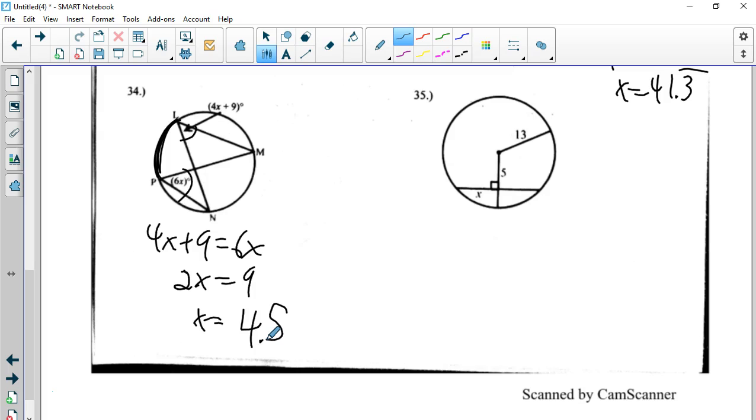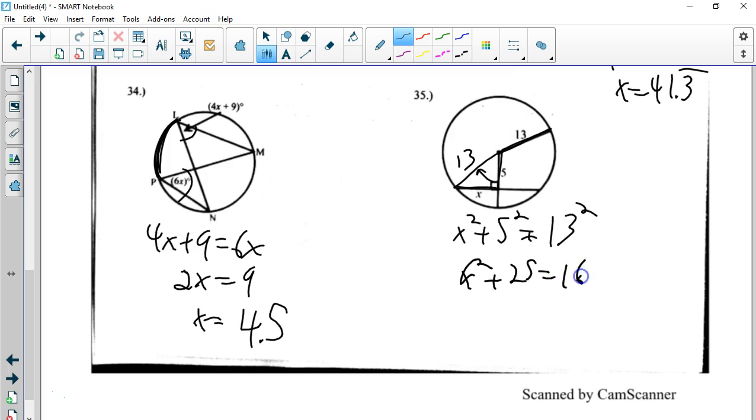Alright, here we know the radius is 13. We can draw in another radius right here, 13. Right angle, that's the hypotenuse. So x and 5 are my legs. So x squared plus 5 squared equals 13 squared. Good old Pythagoras. So x squared plus 25 equals 169. Subtract 25, and I get 144. Square root, I get 12.